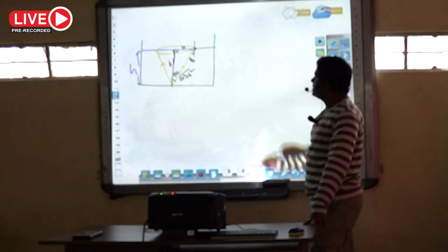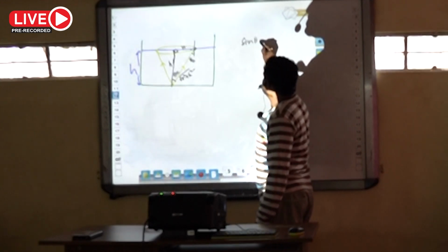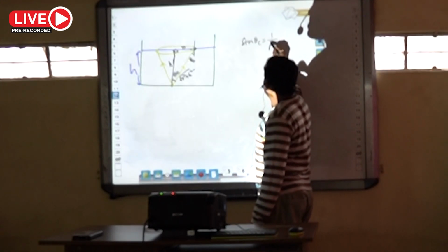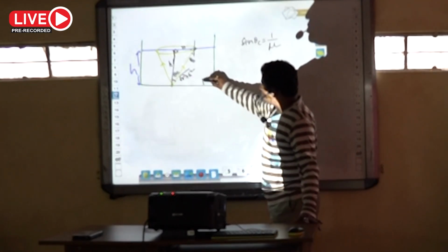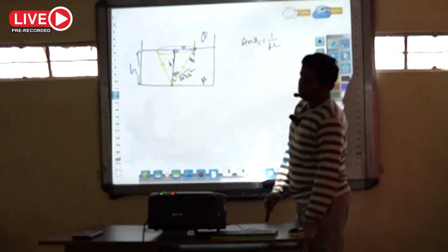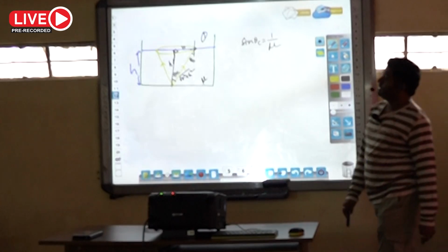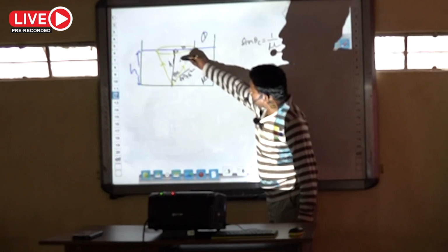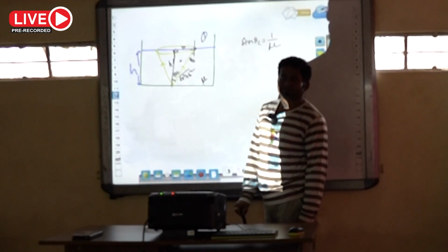Then come to this diagram, write sin theta c's formula. Sin theta c equal to 1 by mu, where the refractive index of this water is considered as mu, and the outside medium is air, with refractive index 1. So sin theta c equal to 1 by mu. Then consider this right angle triangle and write sin theta c. What is sin theta c?